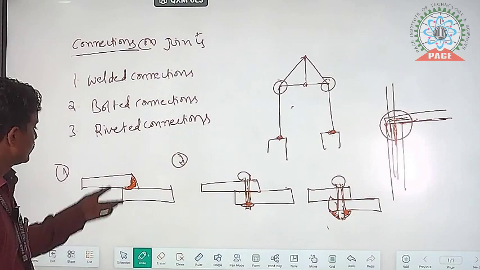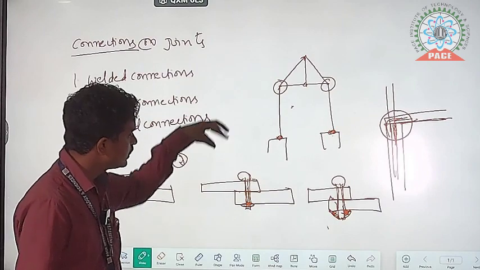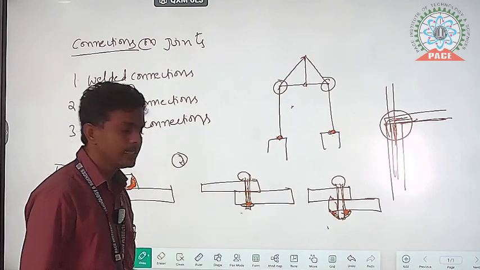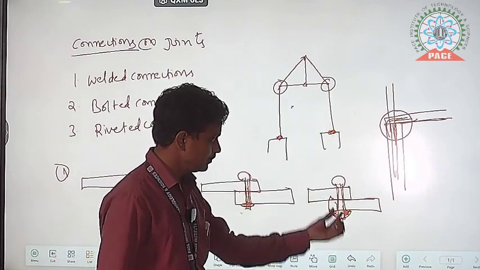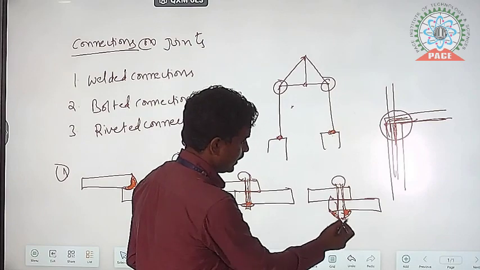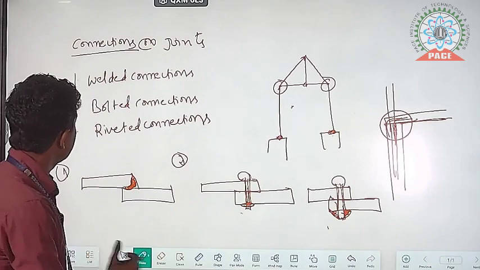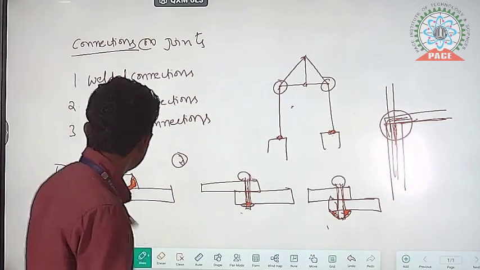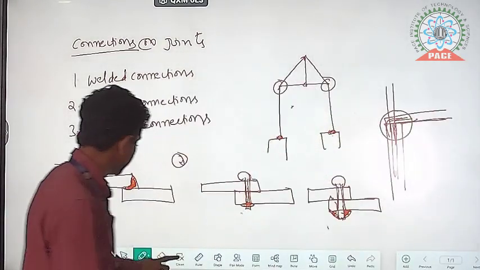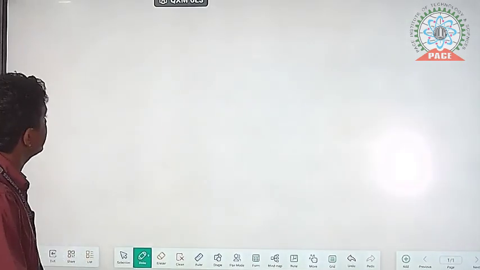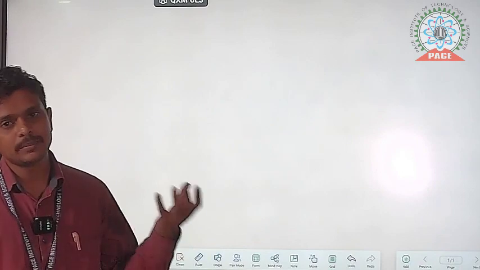And the next one is the riveted connection. We have to make the hole, send the rivet metal, hit at the bottom and then tie it. That is about the riveted connections. These are the three types of connections. If you see the welding clearly, for example, welding also has some advantages and some disadvantages when compared to riveted connections. Welding also has different types of welds.